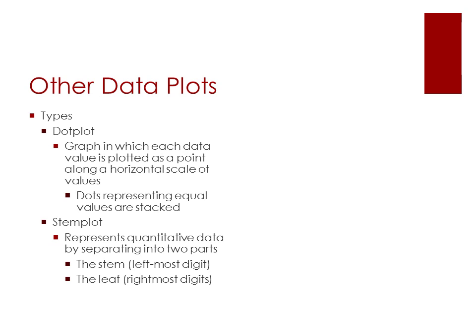A dot plot occurs when we graph each data point along a horizontal scale of values. In these cases, the dots representing equal values are stacked. This would give you a quick visual representation of the data. The stem plot, which we'll come back and look at in a moment, represents quantitative data by separating it into two parts, a stem and a leaf. So let's look at each of these using the class pulse rate data.